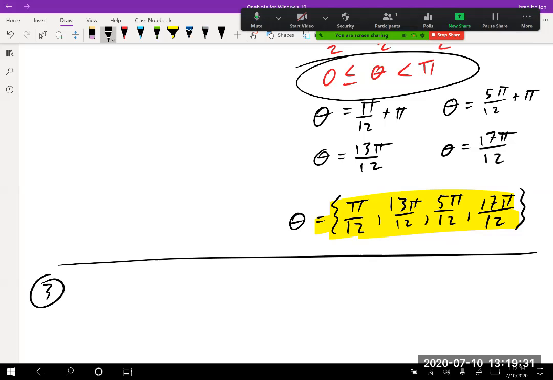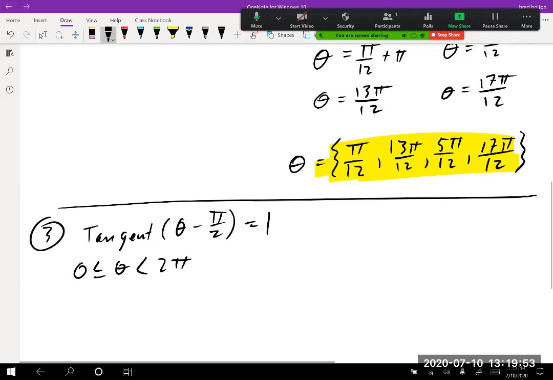So let's work with a tangent function. So let's say we have tangent of theta minus pi over 2 equals 1. And we know that we're dealing with 0 less than or equal to theta less than 2 pi, okay? So we know that tangent normally has a period of pi, so we have to see maybe there's 2 answers in here, okay?